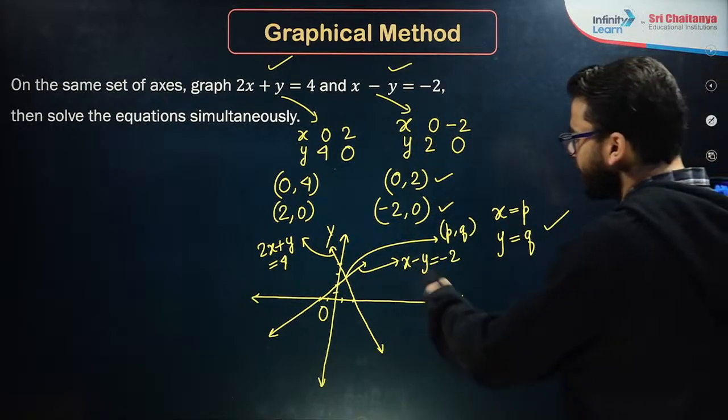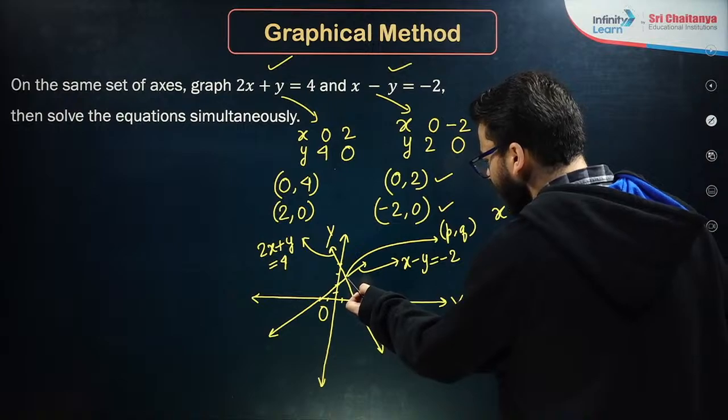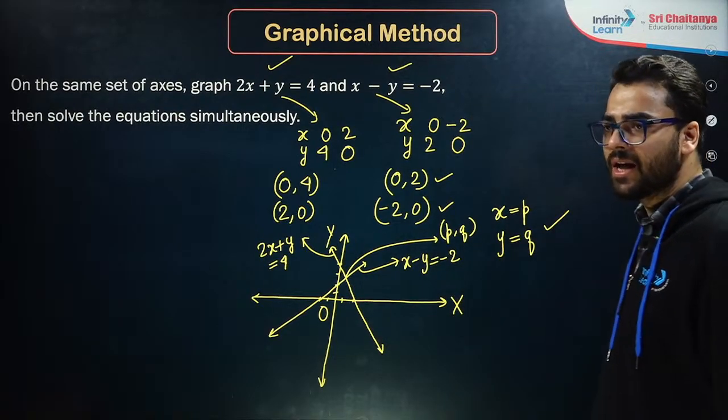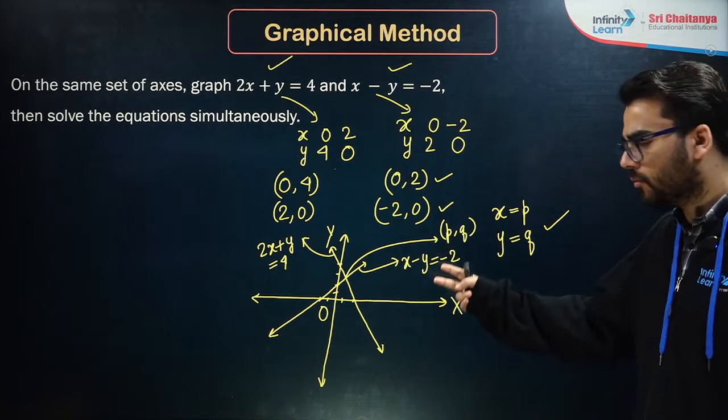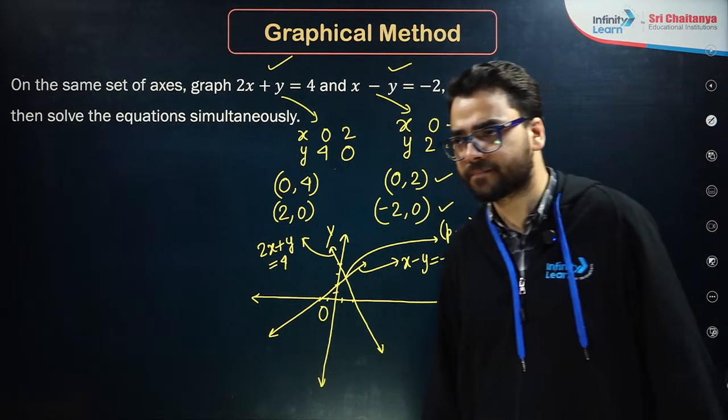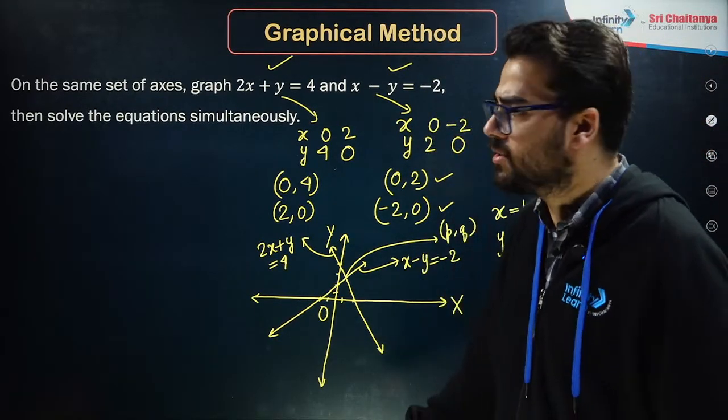Okay, so this can very well be asked. The x coordinate of the point of intersection is the value of x, and the y coordinate of the point of intersection is the value of y. I hope that is clear. Fine. Let's move on to the next thing.